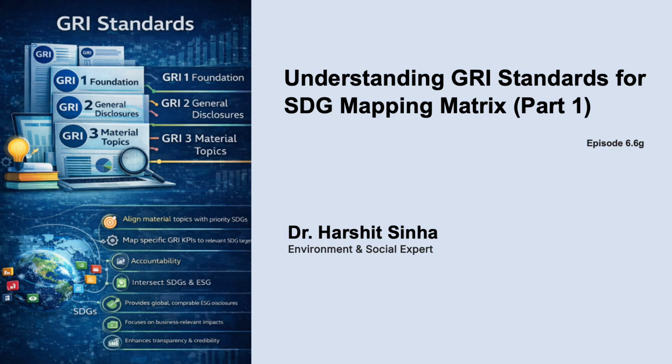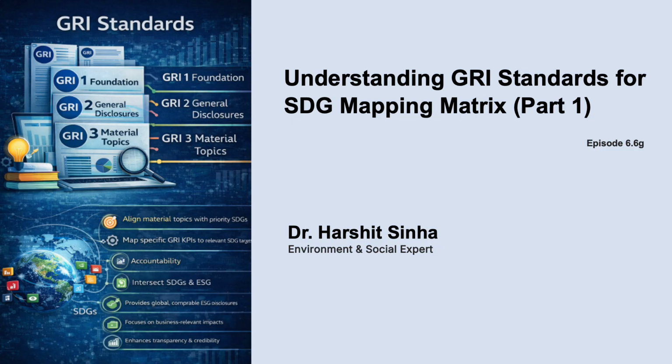The GRI 400 series, Social Standards, supports SDGs related to health, education, gender equality, human rights, and community development by capturing labor practices, human rights due diligence, customer well-being, and social impacts.